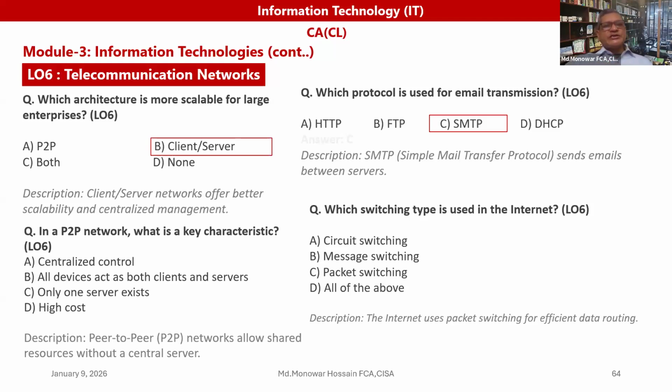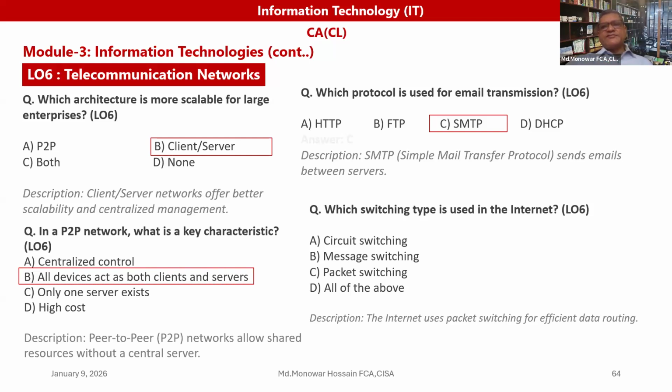In a peer-to-peer network, what is the key characteristic? We know here all devices act as both client and server. So a peer-to-peer network allows sharing resources without a central server. Peer-to-peer network. Here answer B.